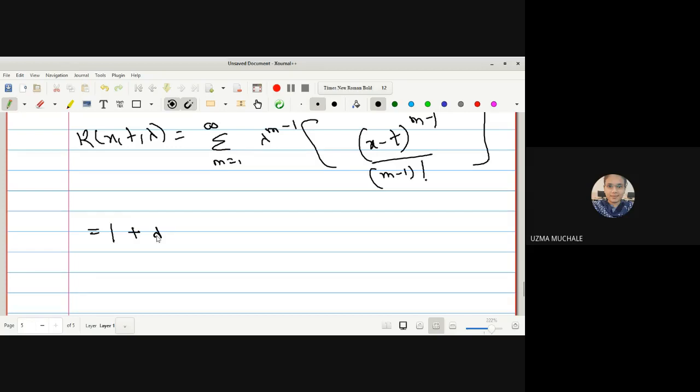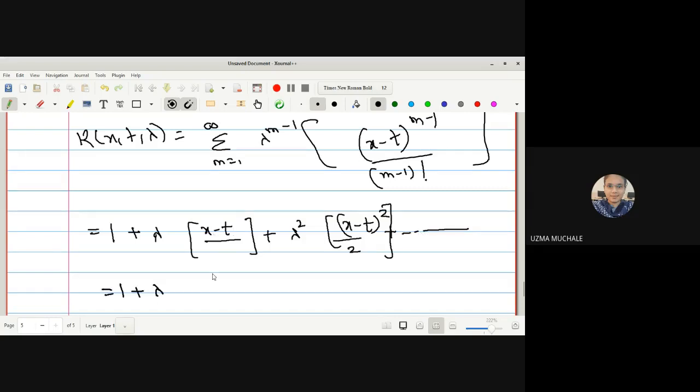After putting m equal to 2, it will be lambda raised to 2 minus 1 into x minus t raised to 2 minus 1 divided by 2 minus 1 factorial, plus lambda square, now after putting m equal to 3, it is x minus t square by 2, plus so on. The next term, and hence we can write this as 1 plus lambda. This x minus t is nothing but your k2, plus lambda square. This is nothing but your k3, plus lambda cube. We will get k4.